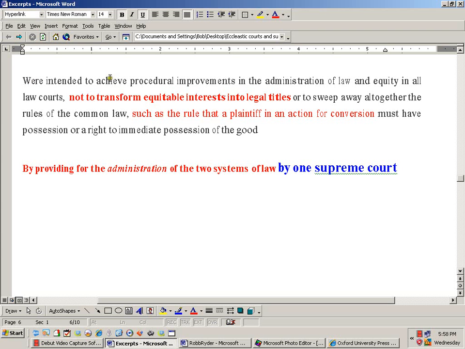We're intended to achieve procedural improvements in administration of law and equity in all law courts, not to transform equitable interest into legal titles or to sweep away altogether the rules of common law. Right, so they're not going to take your equitable title and make it legal title, right, unless you make them. Such as the rules that the plaintiff in the action for conversion must have possession or right of immediate possession of the goods. So this is common law.